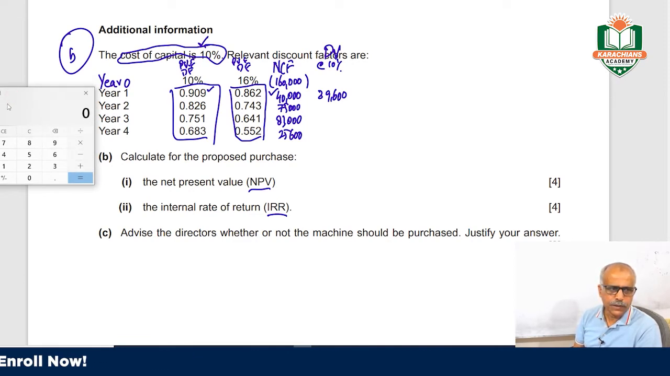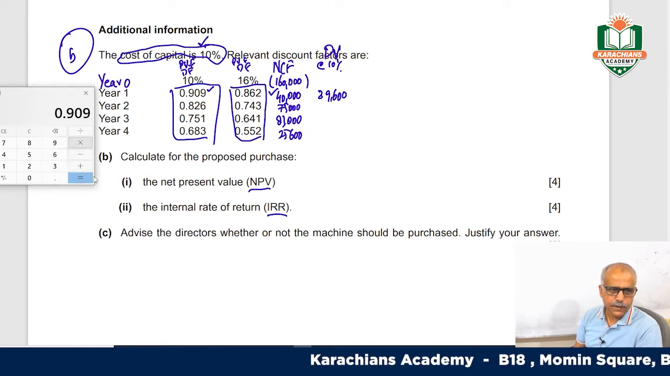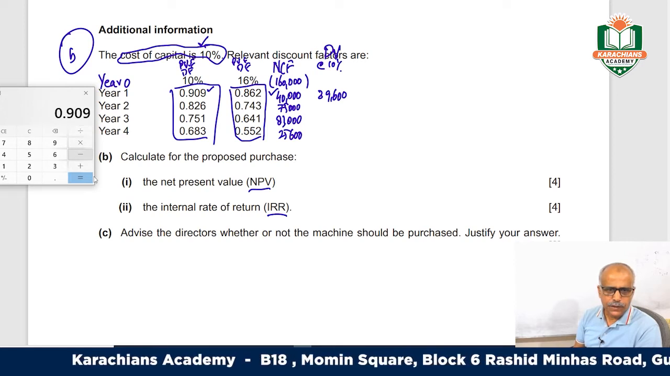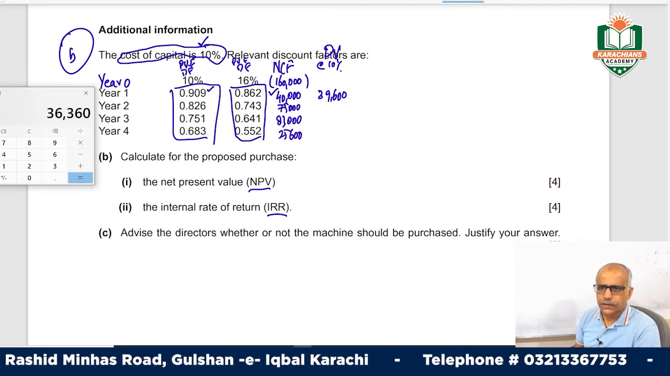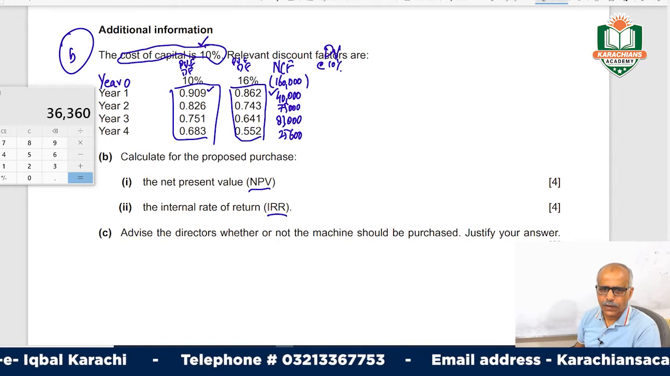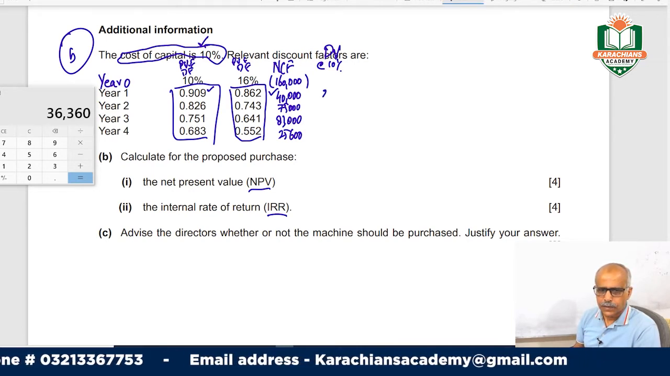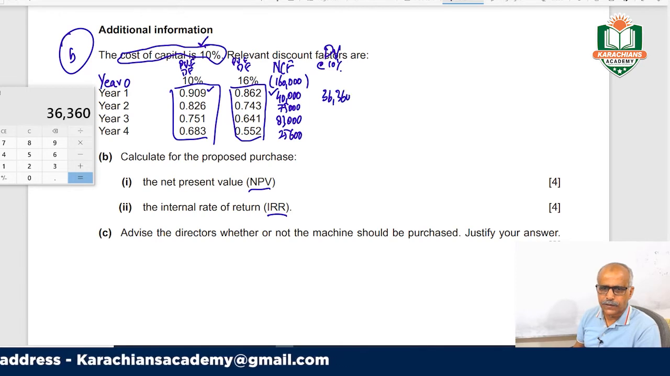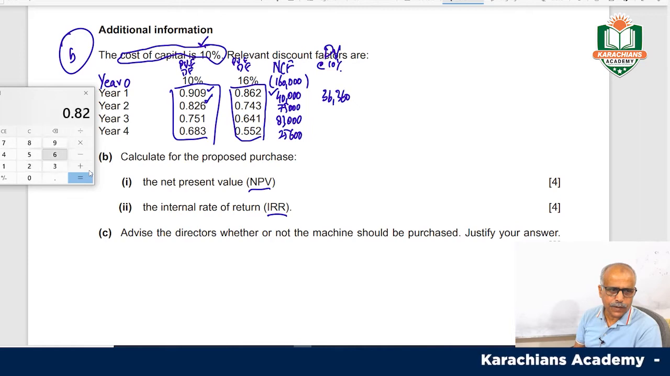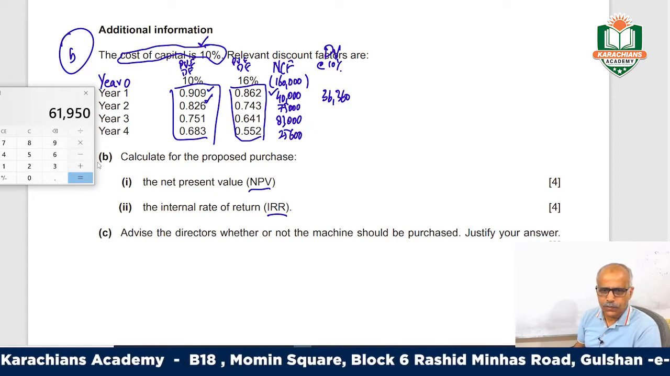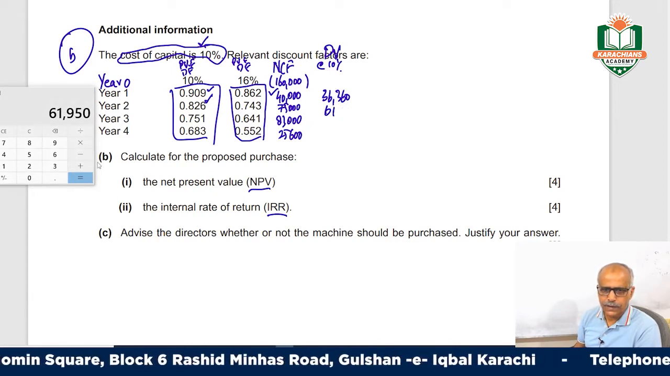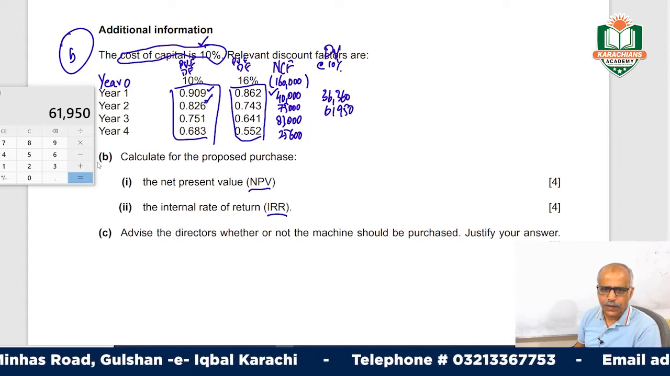On 10%, your factor is 0.909 and multiply this by cash flow 40,000. This is 36,360. Then 0.826 multiply by 75,000 net cash flow. This will be 61,950.